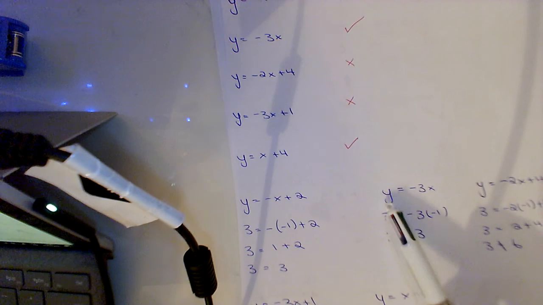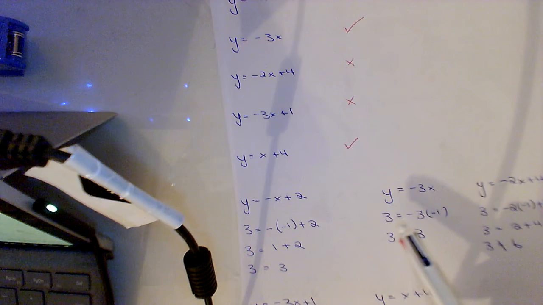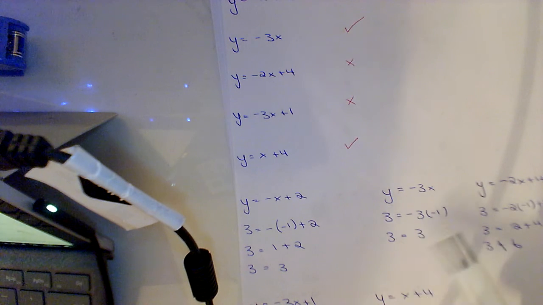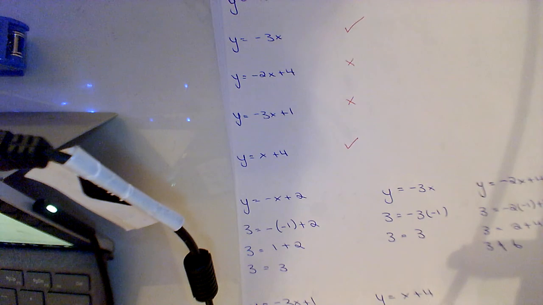Next I have y is equal to minus 3x. So I have 3 is equal to minus 3 bracket minus 1. 3 is equal to minus by minus gives me plus. So I get 3 is equal to 3. Therefore it is on that line.